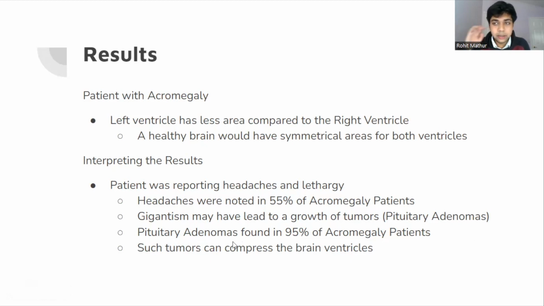And I came to the conclusion that such tumors, like the pituitary adenomas, can compress brain ventricles, therefore explaining the changes in sizes. That's why the left ventricle may have less area compared to the right ventricle.